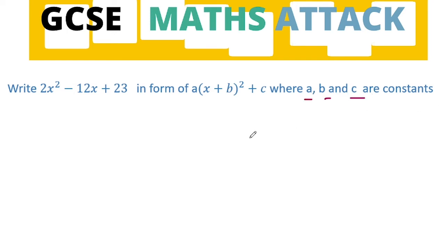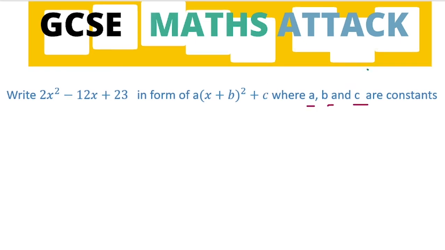Pause the video and have a go at this question. Right guys, so you probably paused the video or had a go at this question. So let's quickly go through this. You have 2x squared minus 12x plus 23, and you've been asked to put it in this format.